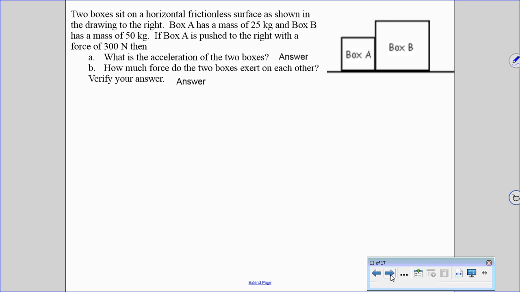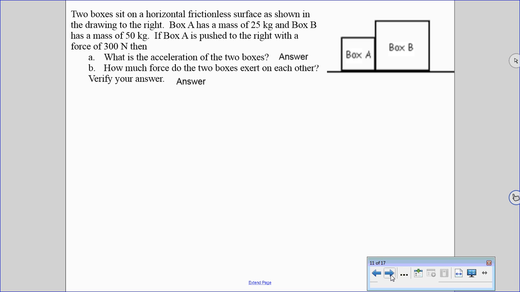All right, so here you can see, without even reading the problem, we've got these two boxes. Box A is going to get pushed to the right. We're on a frictionless surface, so they're both going to move. There are three different ways you can think of this problem. You can think of it in terms of the box A and B system, the system of both boxes, or you can think about what's happening just to A, or just to B.